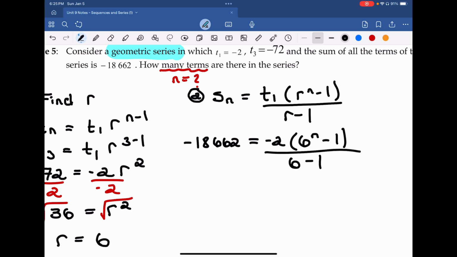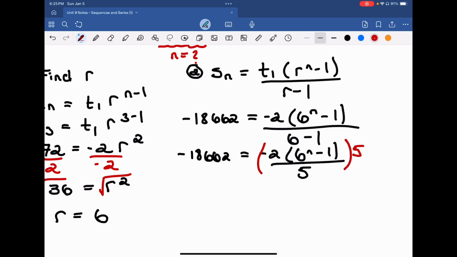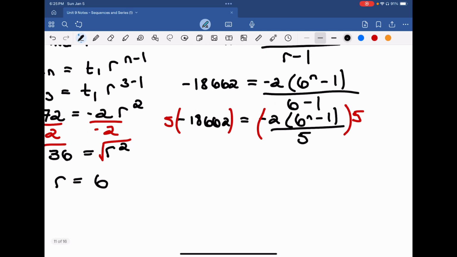Now from here, -18,662 is equal to -2 times 6 to the power of n minus 1, all divided by 5. When we see a term in the denominator, let's get rid of that. We're going to multiply both sides by 5. When we multiply both sides by 5, the number that I get on the left-hand side is -93,310, which is equal to -2 times 6^(n minus 1).